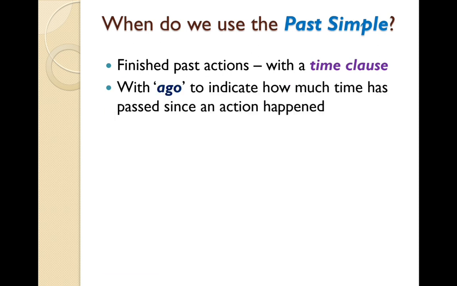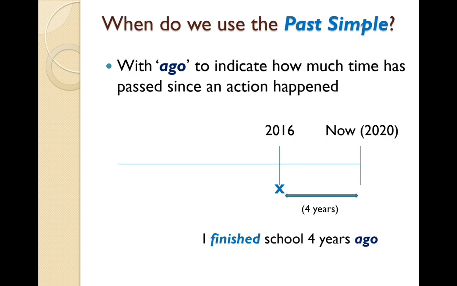We also use the past simple tense with ago to indicate how much time has passed since an action happened. So, look at this example. Now is the year 2020. So, 2016 was 4 years ago. 4 years have passed since that time. I finished school 4 years ago.